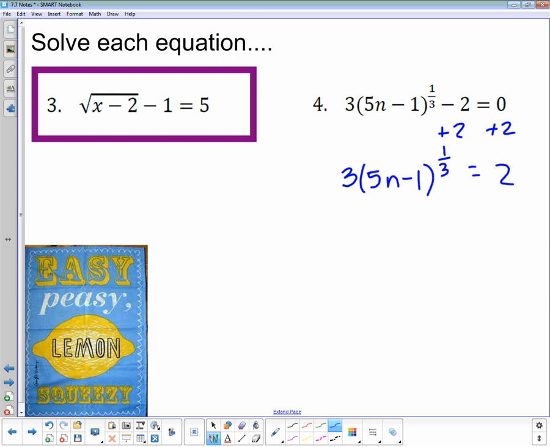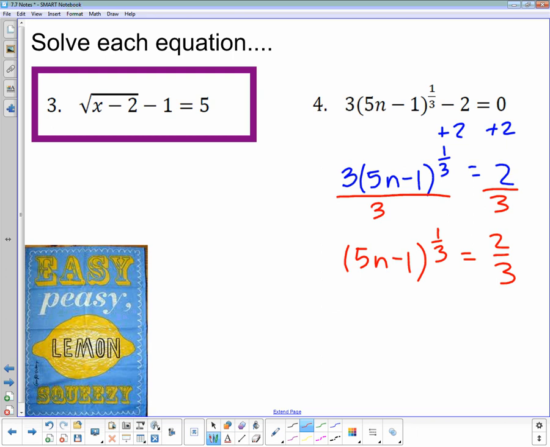The next thing that I see that I want to get rid of is I'm going to divide both sides by 3 to get rid of that 3 that's on the outside of my variable term. So now I have 5n minus 1 raised to the 1/3 power equaling 2/3.